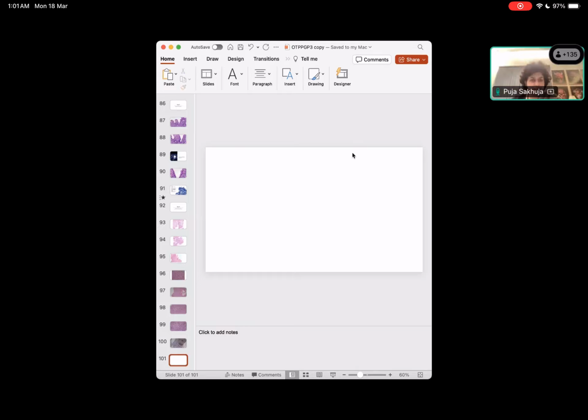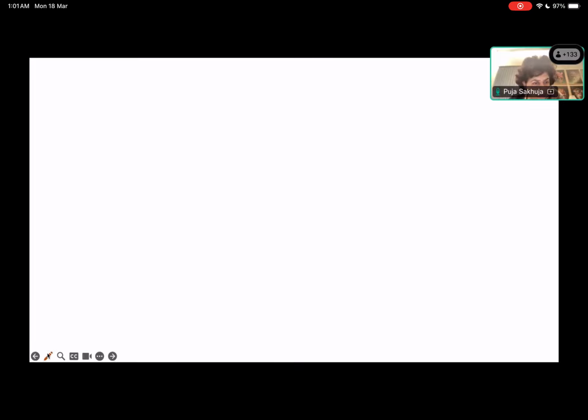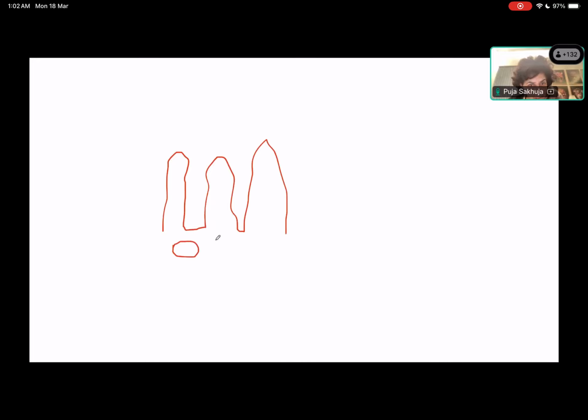Let me see if I can draw something. If I take this pen and I draw... My drawings are very bad in general, and in this condition it's going to be even worse. So this is a villus, right? These are villi, and here you have crypts. These crypts are usually not round, they're a little elongated.